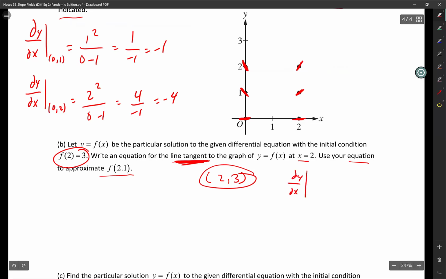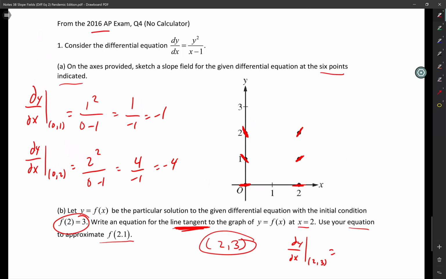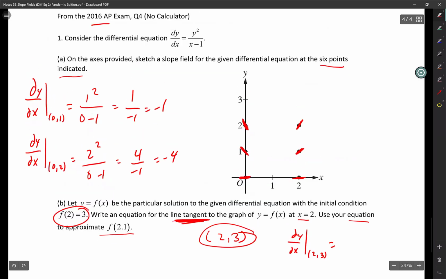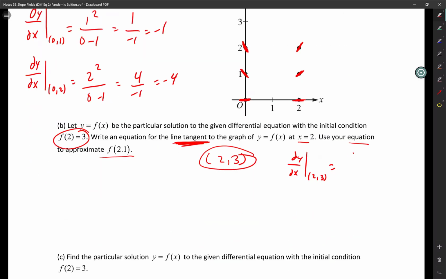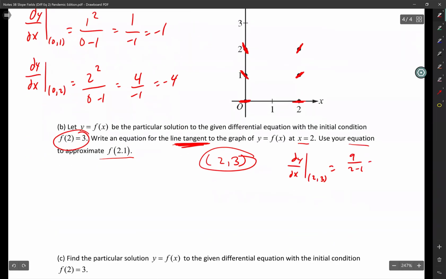dy dx at 2, 3 equals, it's not 4, sorry. At 2, 3, oh, okay, it's a point way over here. They don't give me that. It's 9, I think. So dy dx, you're going to have to show that because it's not a point that they give you. So 3 squared is 9 over 2 minus 1. So my slope is 9. So here we go. y minus 3 equals 9 times x minus 2. There's your tangent line. You get a point for that.